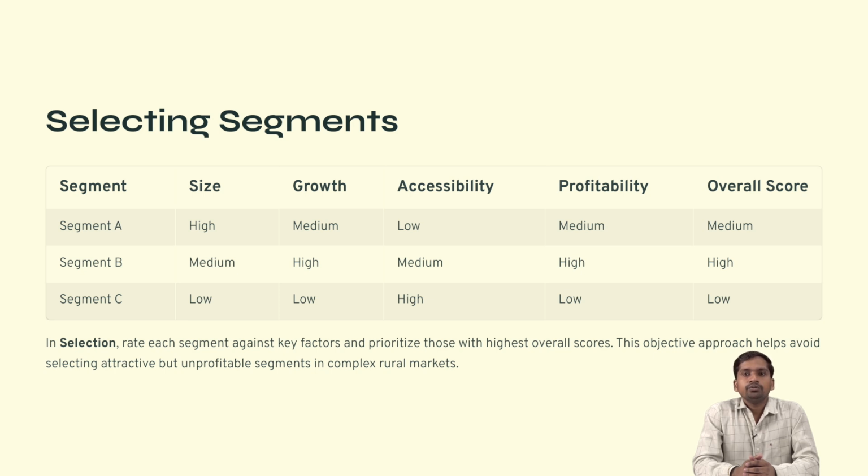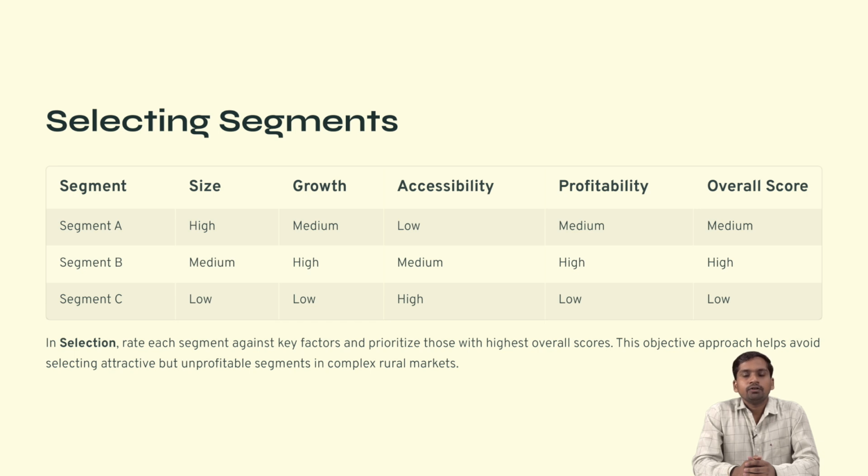Once the evaluation is complete for all potential segments, the next step is selection. A systematic way to do this is to rate each segment, perhaps as low, medium, or high, against each of these evaluation factors we discussed, like size, growth, accessibility, and profitability. By summing up these ratings, we can calculate an overall score for every segment. Those segments achieving the highest scores are generally considered the most valuable, most favorable candidates for targeting. This structured approach helps ensure that the selection is based on objective analysis rather than intuition, which is particularly valuable in the complex rural landscape.